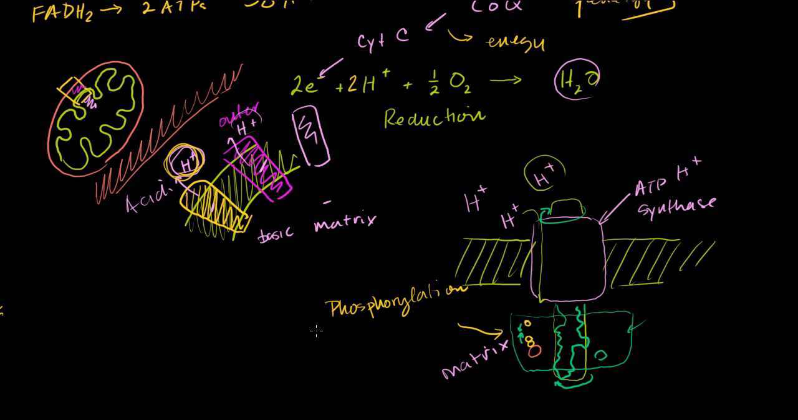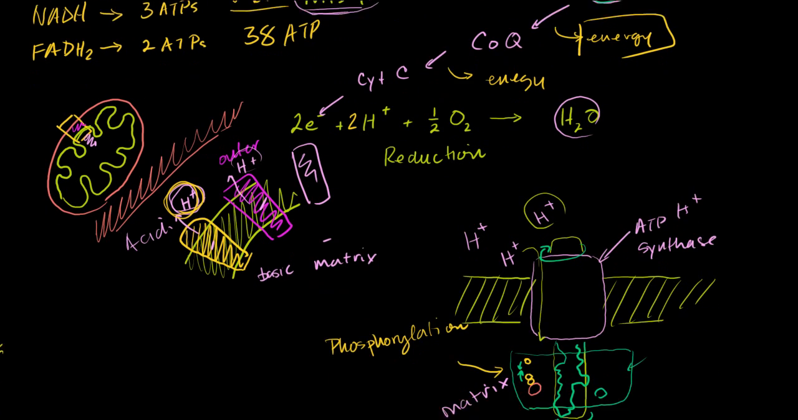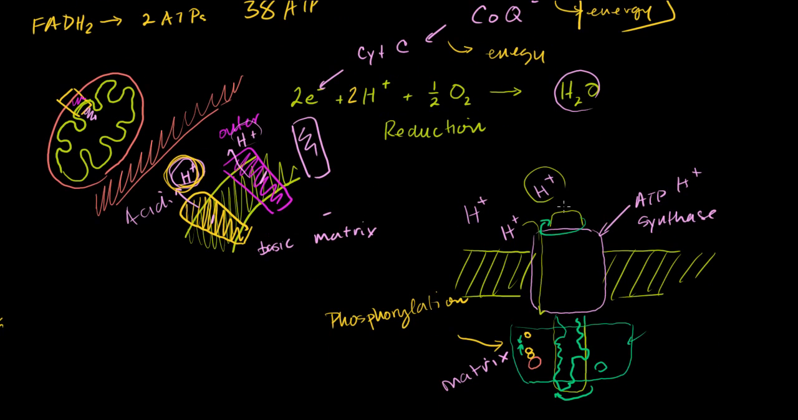Phosphorylation. So the whole process of creating ATP through the electron transport chain. Remember, the electron transport chain releases energy that creates this hydrogen gradient. It pumps the hydrogens into the outer compartment, and then that gradient, those hydrogens that want to get back into the matrix, essentially go back through this ATP synthase. This process of generating ATP this way is called oxidative phosphorylation.